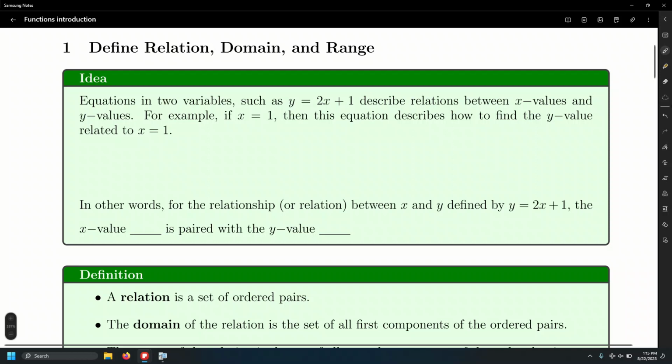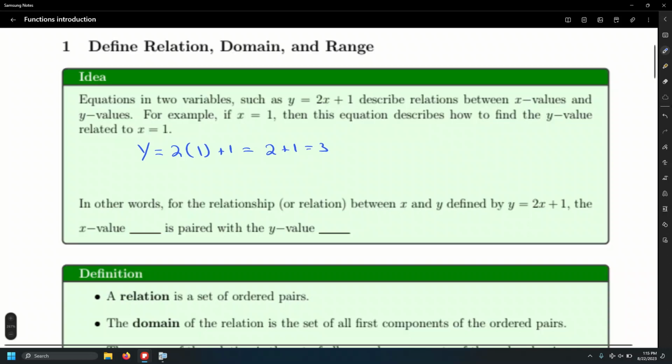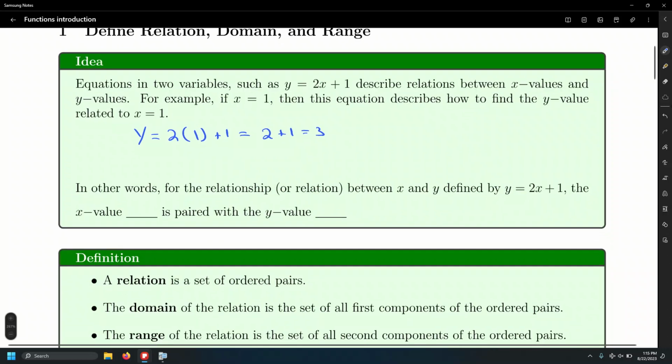For example, if x equals 1, then this equation describes how to find the y value related to x equals 1. How? All we do is compute y equals 2 times the quantity x, which is 1, plus 1. Then 2 times 1 equals 2, plus 1 equals 3. I'm pretty sure you're familiar with substituting values and plugging in for x to get those of y. That's essentially what we're going to do.